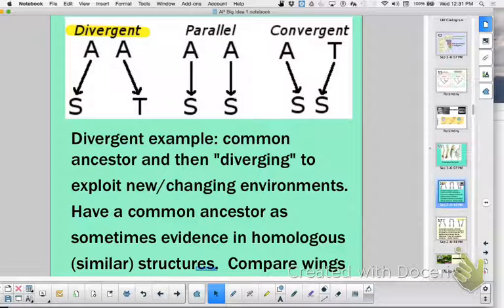Okay, so when we look at divergent evolution, they had a common ancestor somewhere. Like if you look at seagulls and penguins, do you think they're related? Yeah, why? They're both birds. They both have wings. Do they use their wings for the same purpose? No. What does the penguin do? He swims with them, right? And the seagull is going to do what?